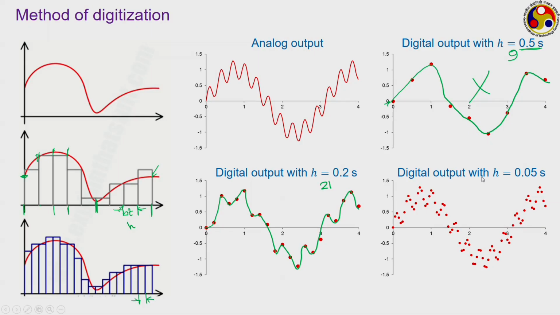So, we increase it further, and we have chosen h equal to 0.05 second. That means for every second we have 20 data points, and with a total span of 4 seconds, 20 into 4 is 80, plus 1, we have a total of 81 data points. And look at this, it is definitely a very good representation of the original signal. If we join these data points, it will be something like this.